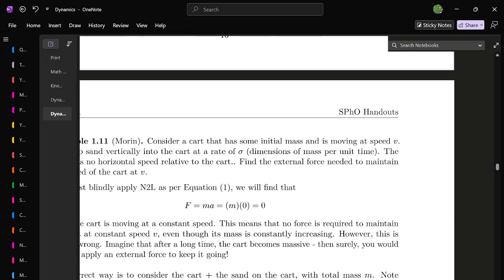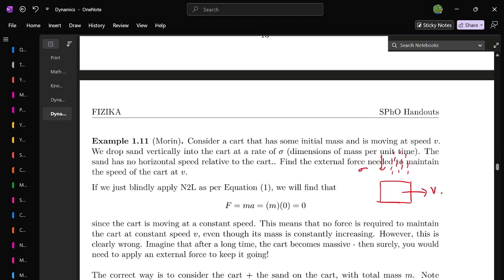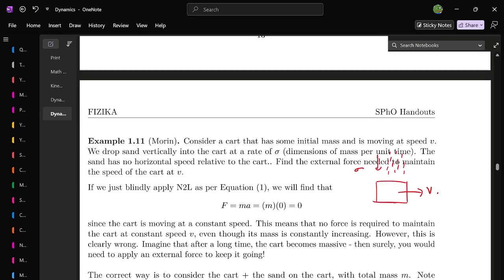We have a cart of some initial mass moving at a speed v, and you have sand dropping on it at a rate of sigma, dimensions of mass per unit time.